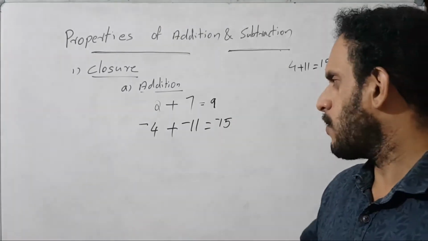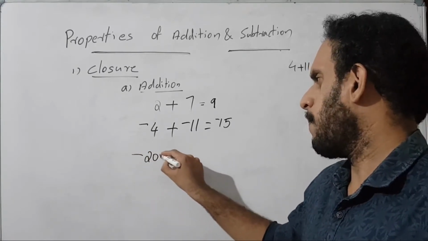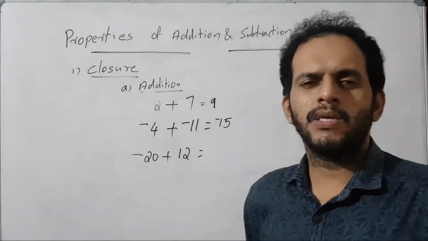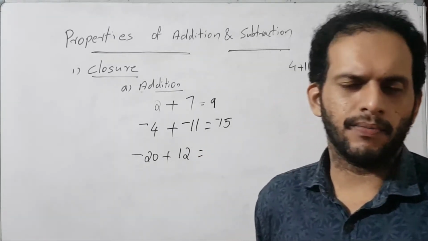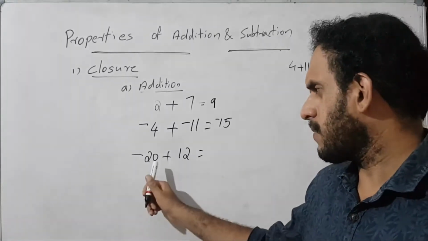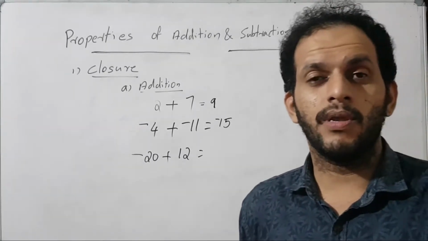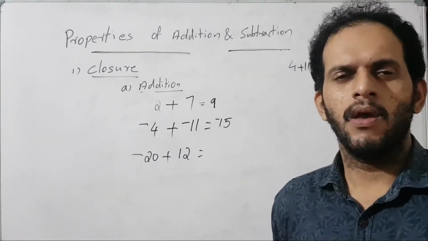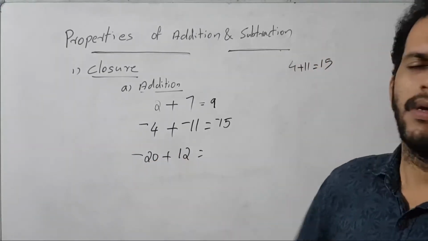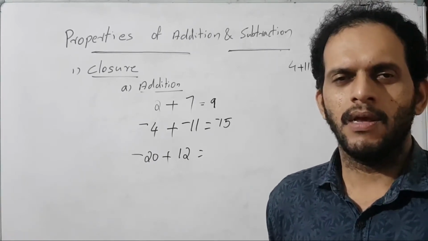Then next we choose the next numbers: -20 plus 12. How do we add? In the first rule, we check the sign of the numbers. What is the sign of 20? The sign of 20 is negative. What is the sign of 12? The sign of 12 is positive.